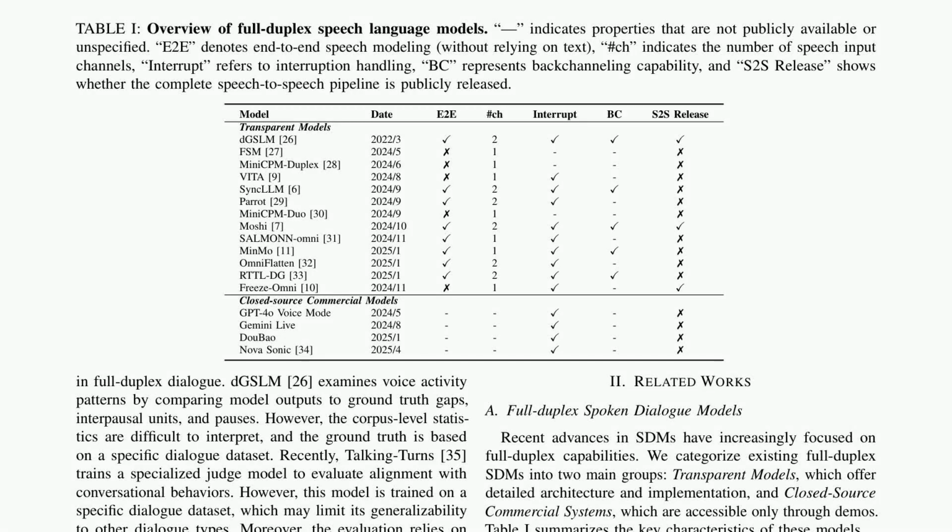Table 1. Overview of full-duplex speech-language models. Blank indicates properties that are not publicly available or unspecified. E2E denotes end-to-end speech modeling without relying on text. Hash indicates the number of speech input channels. Interrupt refers to interruption handling. BC represents back-channeling capability, and S2S release shows whether the complete speech-to-speech pipeline is publicly released.